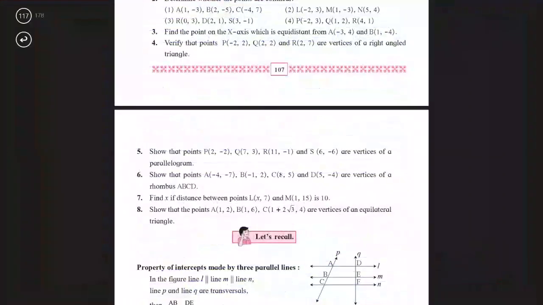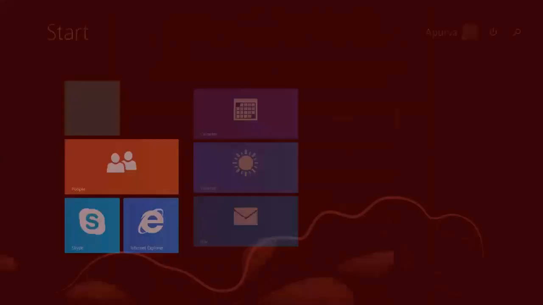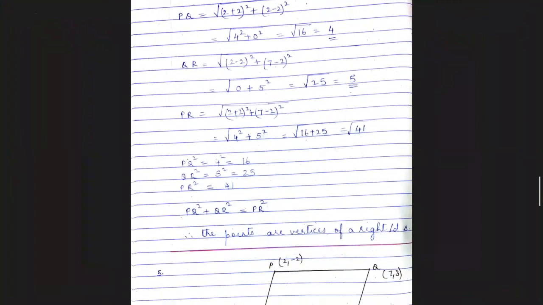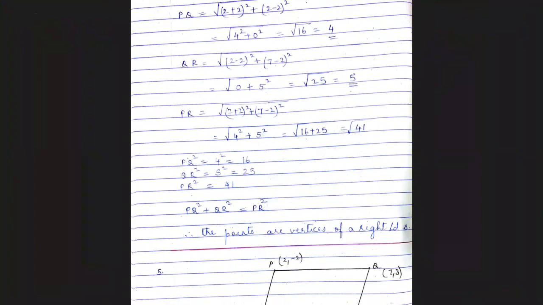We go to the next question number 4. Verify that the points P, Q, R are the vertices of a right angle triangle. Now you know if these 3 points are the vertices of a right angle triangle, surely it should follow the Pythagoras theorem. And what is the Pythagoras theorem? The sum of the squares of any two sides is equal to the square of the third side. So let's find out whether it is right. PQ square plus QR square equal to PR square. Find out PQ using distance formula, you get 4. Find out QR using distance formula, you get 5. PR equal to root 41. Now, let's find the squares of each of these sides.